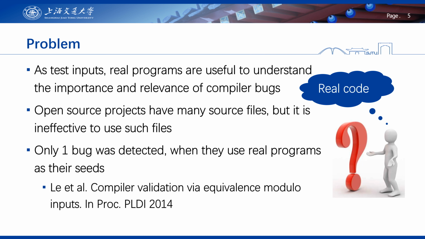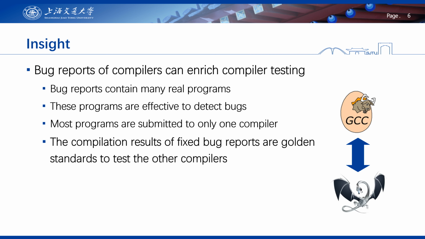Indeed, I found that a paper has used both random and real programs. In this PLDI paper, researchers use both types of programs as the seeds of their mutation. In their evaluation results, from mutated real programs, they detect only one bug. If we want to use real programs to test compilers, we must find a better source to extract real programs.